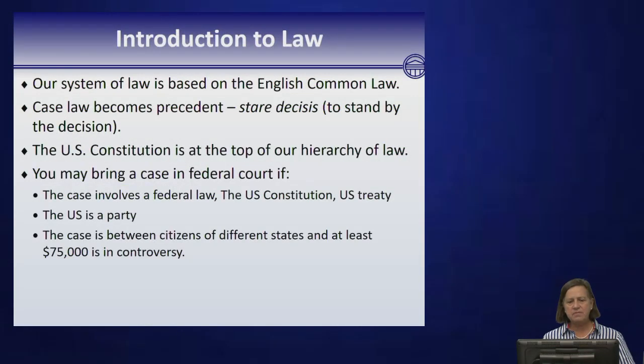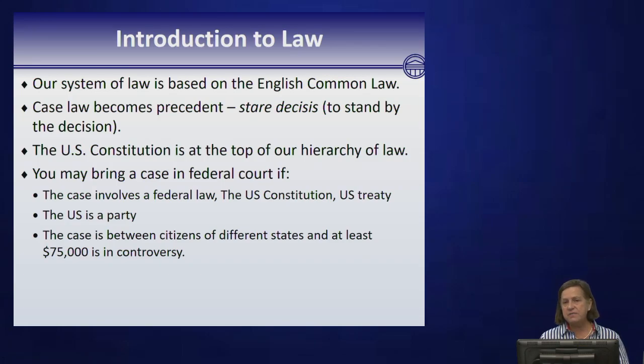environment. Introduction to law. Remember, our system of laws is based on the English common law, and case law becomes precedent to be followed later on. And this is known as the doctrine of stare decisis, or to stand by the decision. Remember, in our hierarchy of laws, the Constitution is at the very top. And so if there's a conflict between the Constitution and, let's say, a state law, the Constitution governs.